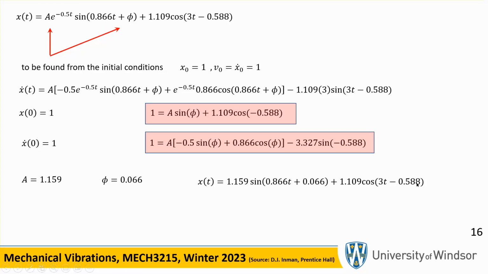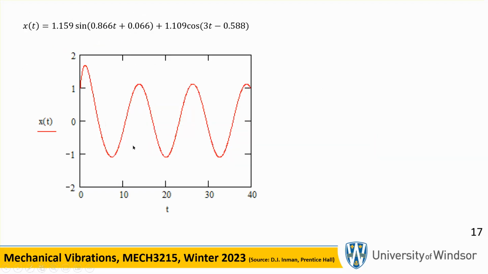This we got in the previous slide. This we got just now by finding A and by finding the phase angle phi. And if you plot it, you see that, oops, there's a mistake here. There's an exponential missing. In between 1.159 and sine, there is an exponential missing. But this thing goes to zero. Bad mistake, okay? And this thing persists, and it's going to be just sinusoidal.